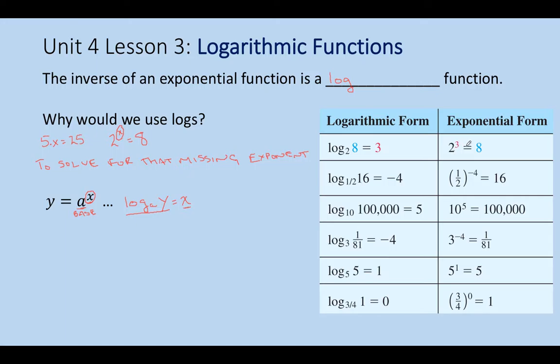Like 2 to the what equals 8? Well, that's like what we had here. 2 to the 3 equals 8, and that's why you see this 3 is your answer. Of course, there's all sorts of different bases that we might have to work with. Commonly, we work with base 10. In fact, if you have one of those old Texas Instruments calculators, that's about all you can do is base 10. So we think 10 to the what equals 10,000? Well, log base 10 of 10,000 equals 4, because 10 to the 4th equals 10,000.